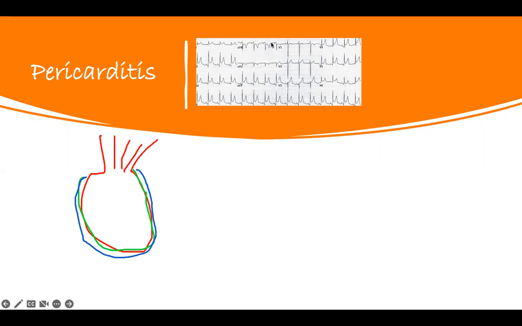So what happened in the pericarditis? As you can see from the name, itis is inflammation. Some form of inflammation is causing the pericardium to get into trouble. Something is affecting it, and then you make the pericardium really thick.